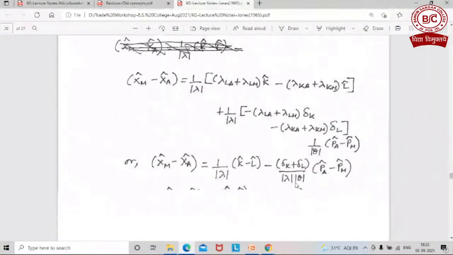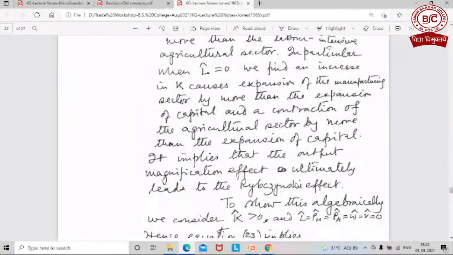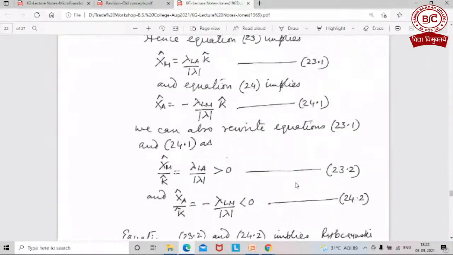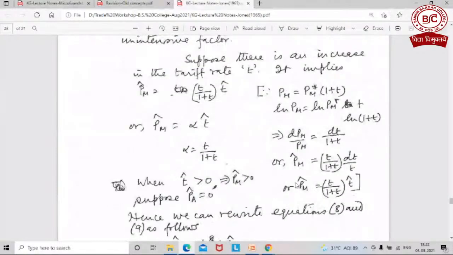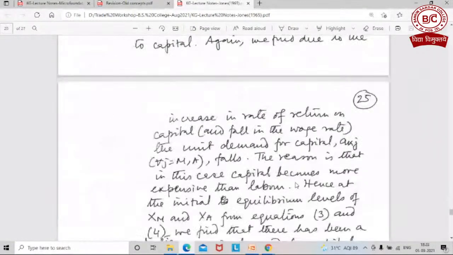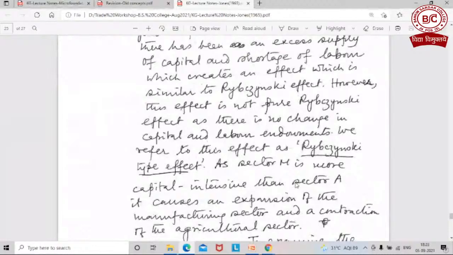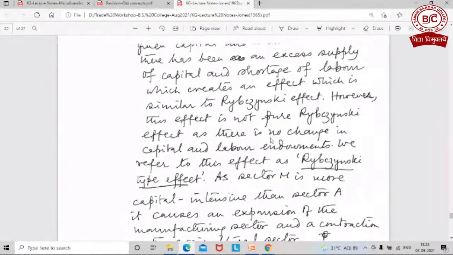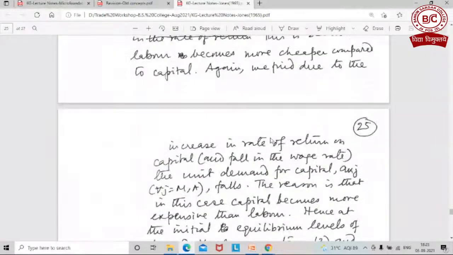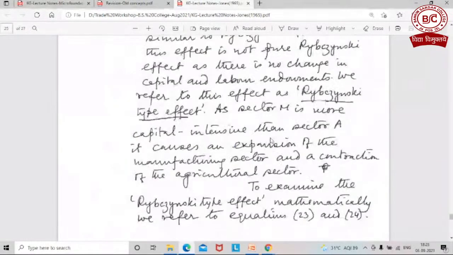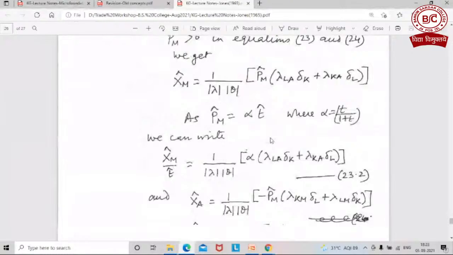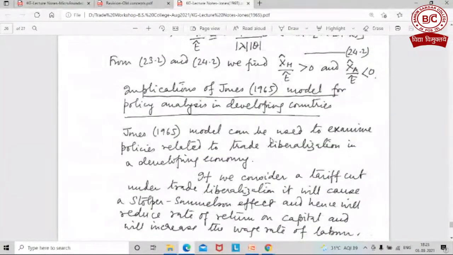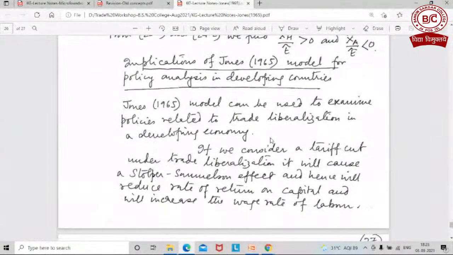Okay. So just skipping these mathematics, going to the last part. This is the Lipczynski type effect. This is explained here, on page number 25. Just go through the intuition. Intuitions are always given here. Just ignore the mathematics. The implications of Jones' 1965 model for policy analysis in developing countries.